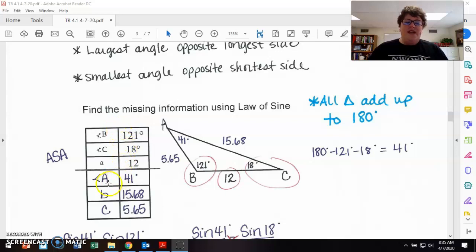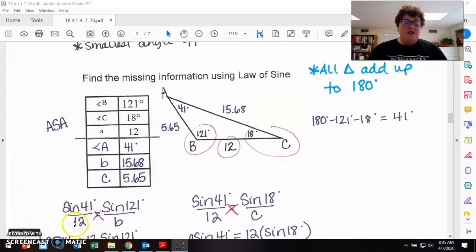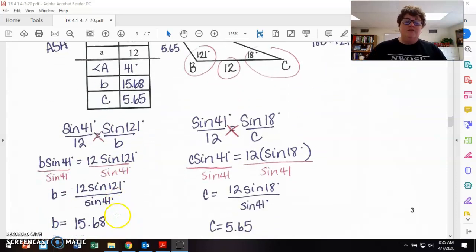We can find angle A by subtracting all of our angles from 180, and we get 41 degrees. We then want to set up our law of sines. Sine of 41 over 12, this is our A combination, is equal to our B combination. We want to cross multiply. So b times the sine of 41 is equal to 12 times the sine of 121. Divide by the sine of 41 and you get b by itself.